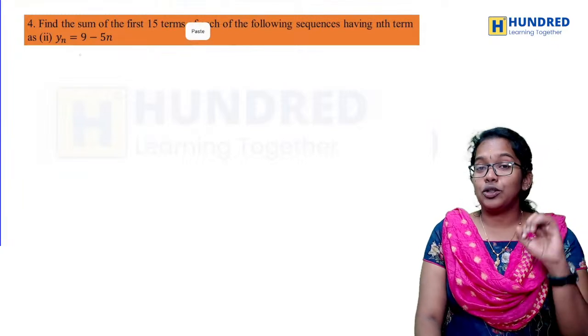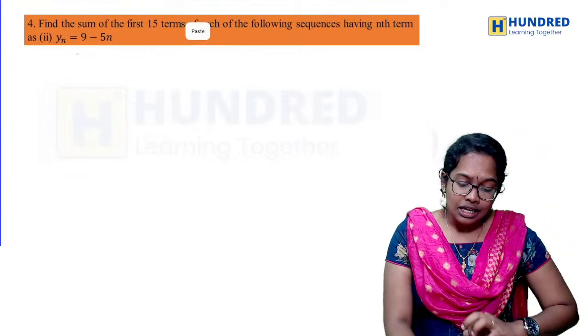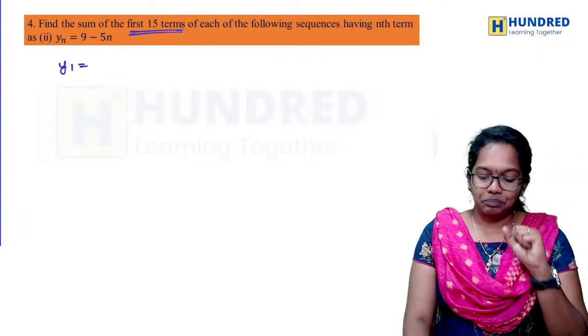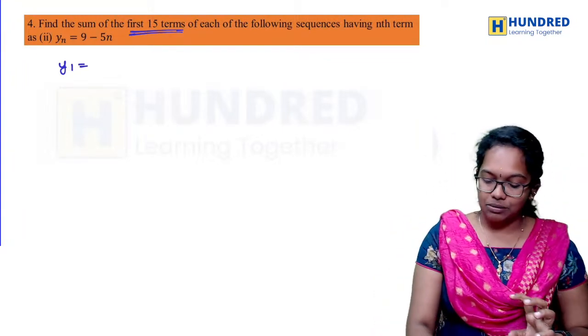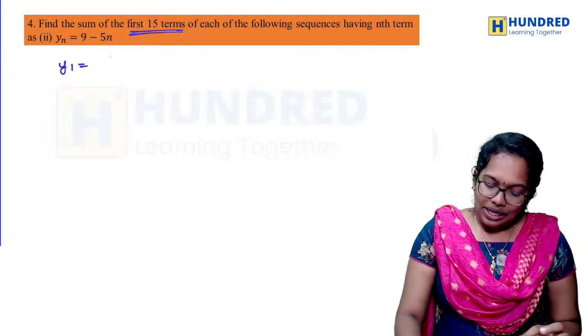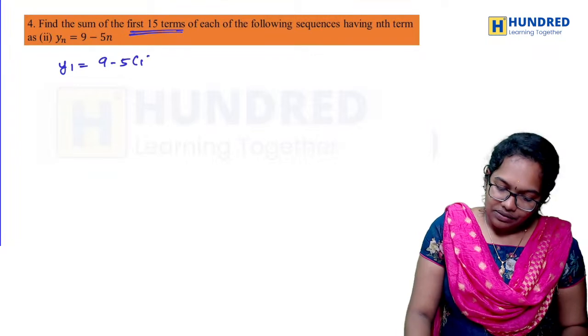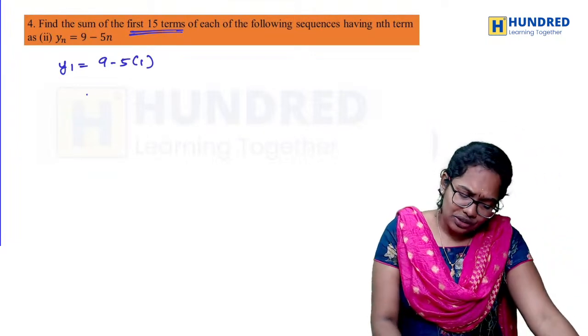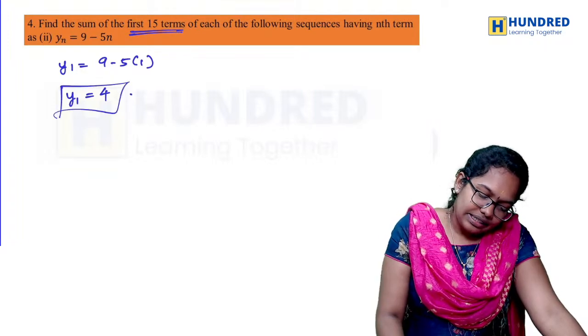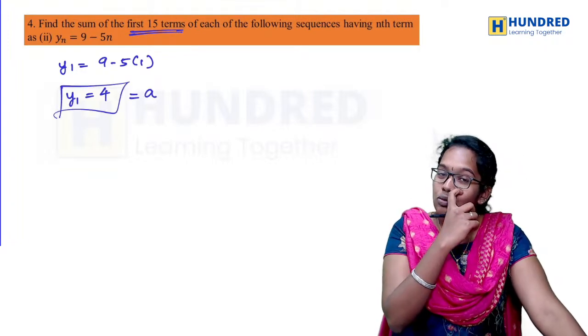yn is equal to 9 minus 5n. For this you are going to start with the same approach. You have to find the first 15 terms value. So I am just starting with y1. y1 will be 9 minus 5 into 1, which is nothing but 9 minus 5, which is 4. So this is your first term, that is a is equal to 4.